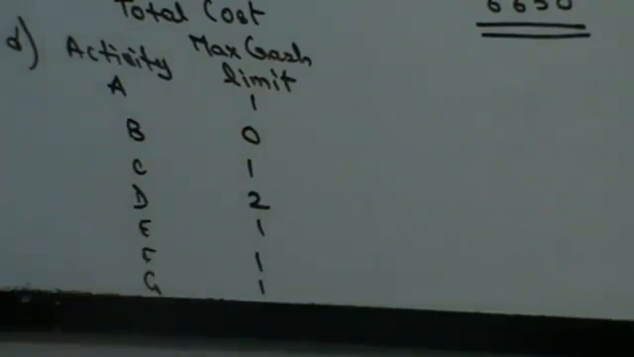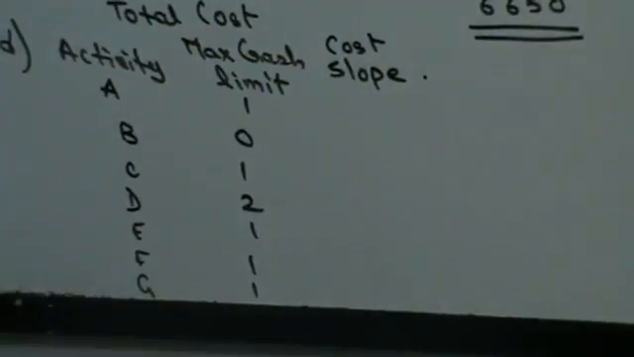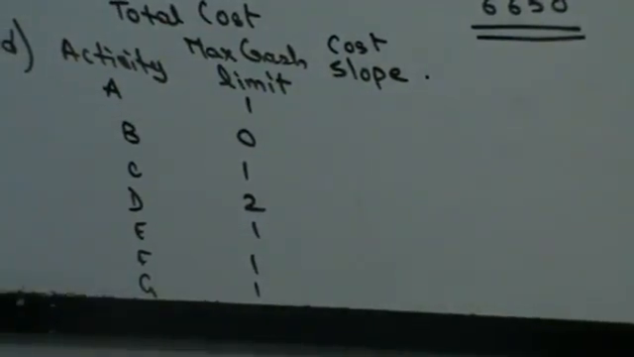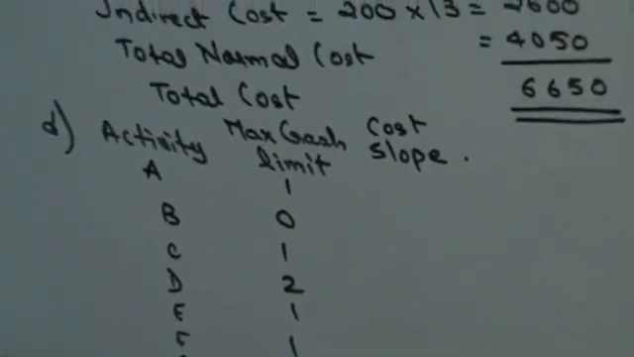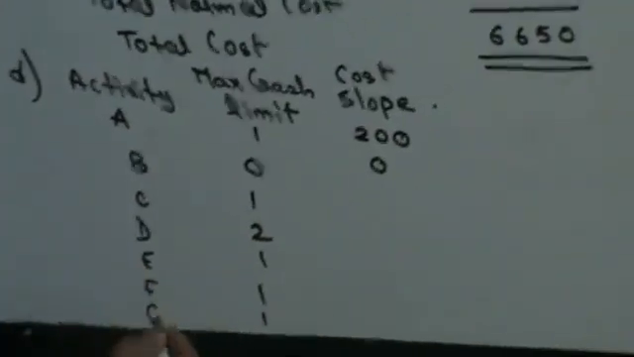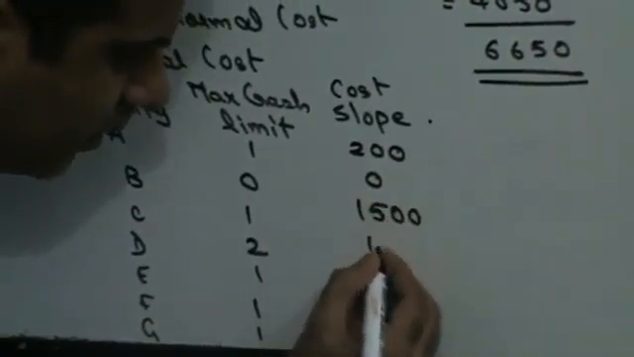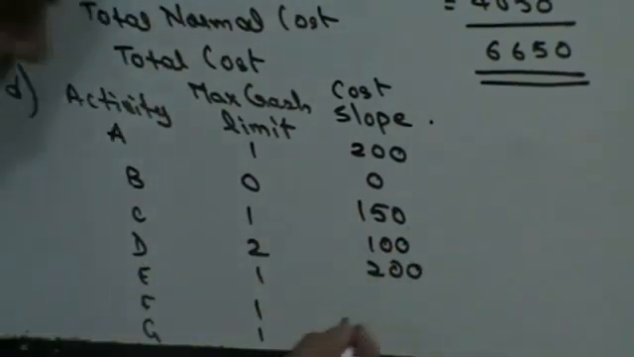Now generally after this, I would have found out my cost slope. But the cost slope is directly given to you, so you don't have to find this out. Ideally if it was not given to you, you would have found it using the formula: crash cost minus normal cost upon normal time minus crash time. But in this particular sum, they have given it to you, so you will directly copy this data now. 200, 0, 150, 100, 200, 150, 200.